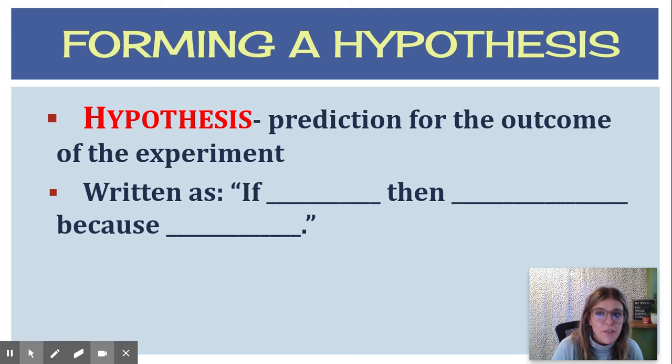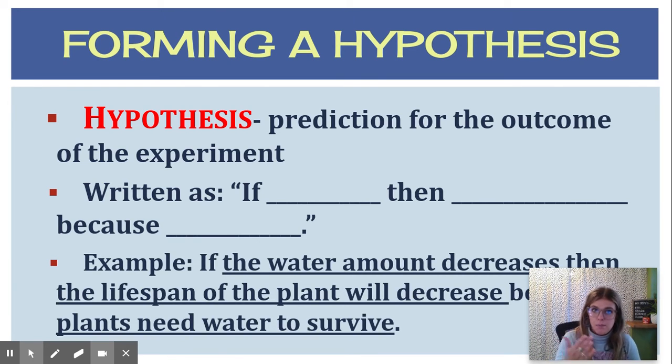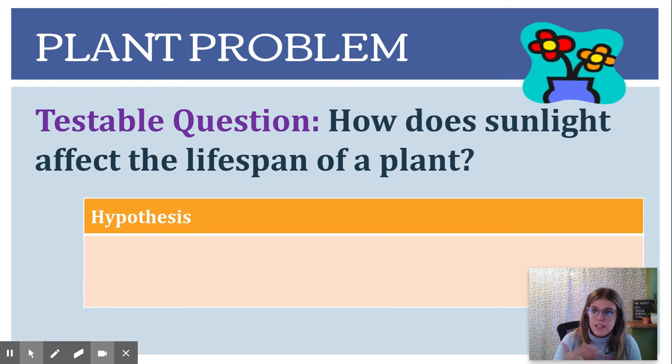You need to say, if the intersection is a four-way stop, then more cars will get through because, I don't know what the because would be there, because they're more efficient. And your because can be your guess of why that's a good hypothesis. For example, if the water amount decreases, then the lifespan of the plant will decrease because plants need water to survive. Looking at this testable question, how does sunlight affect the lifespan of a plant?